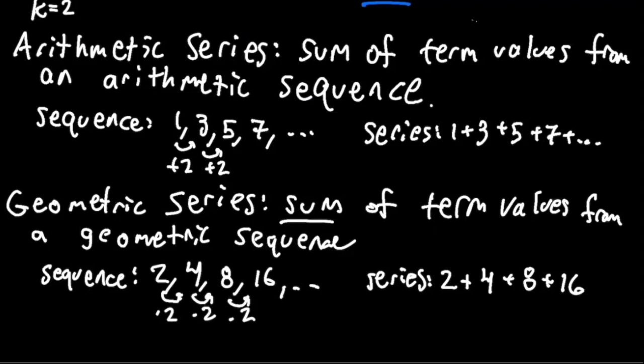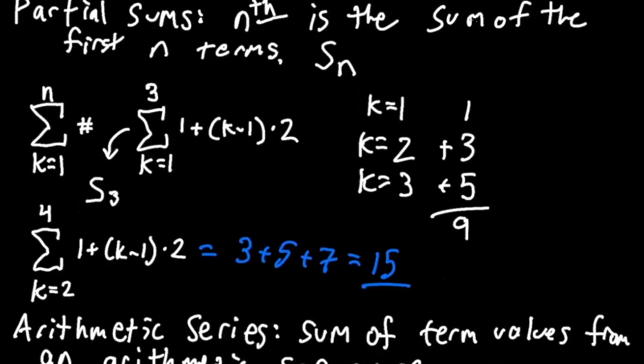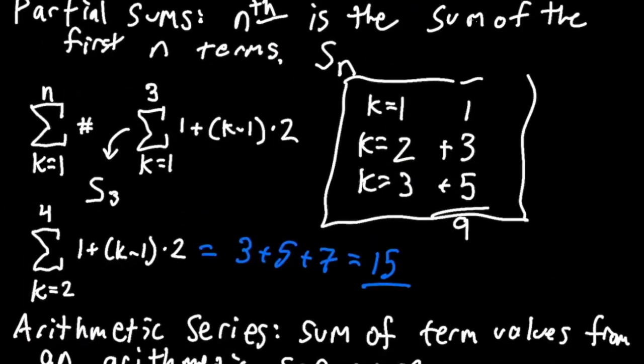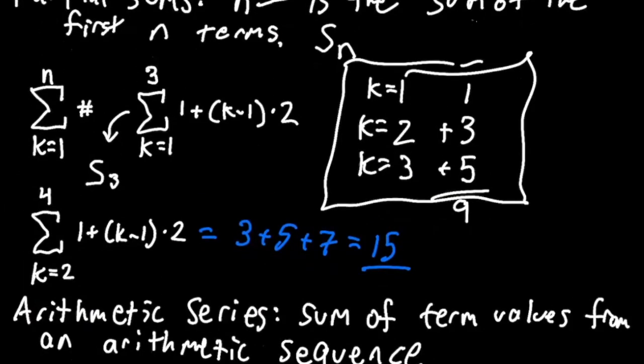We have some equations to help us out with finding partial sums really quickly for arithmetic and geometric series, because it can be kind of annoying to have to write out and find every single term value and then add them all up. So first, looking at arithmetic partial sums.